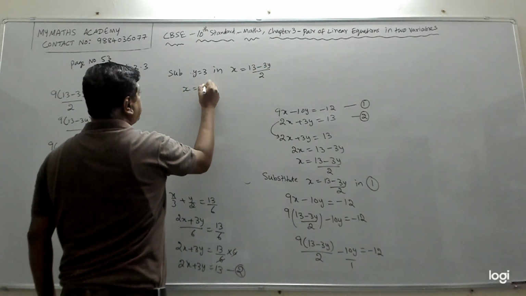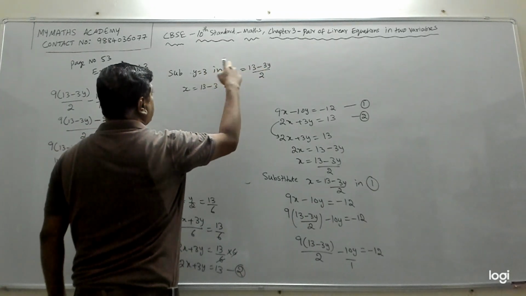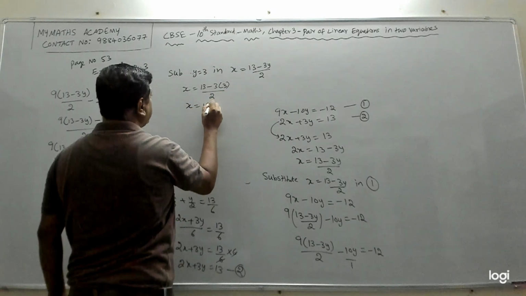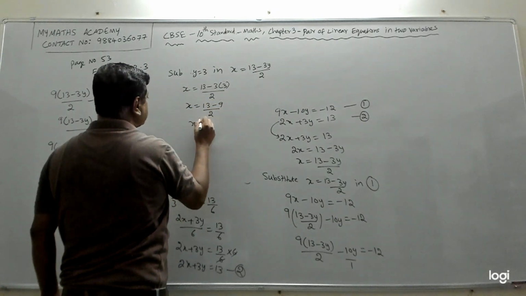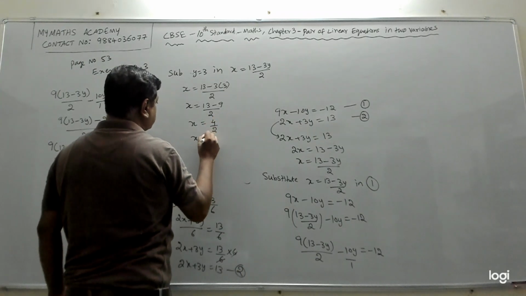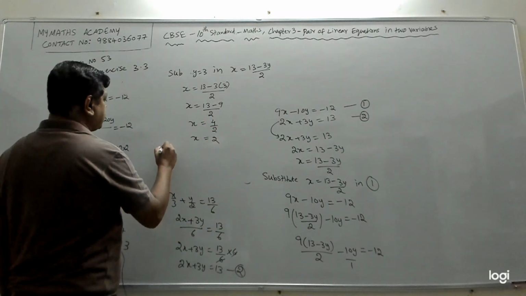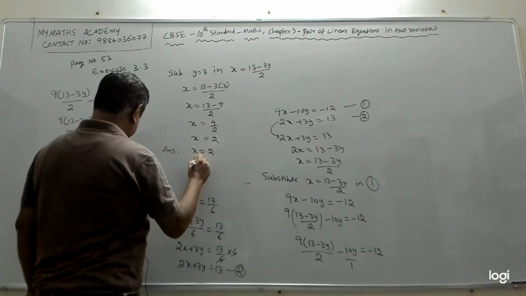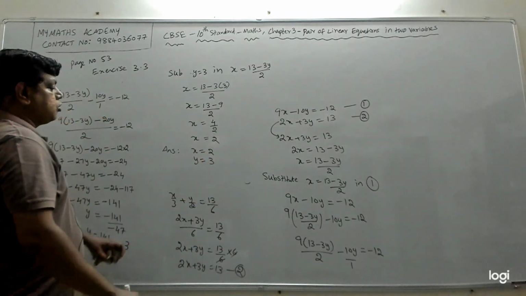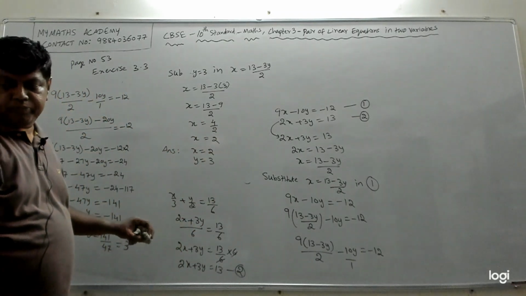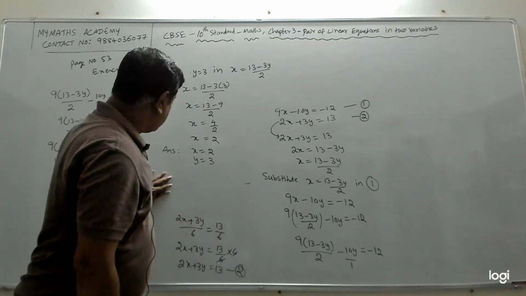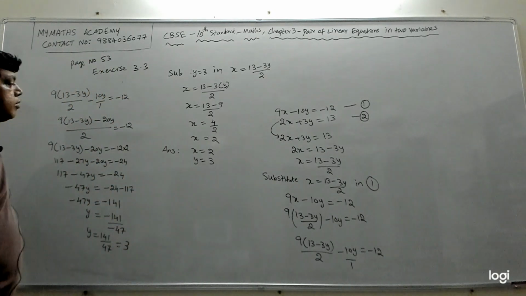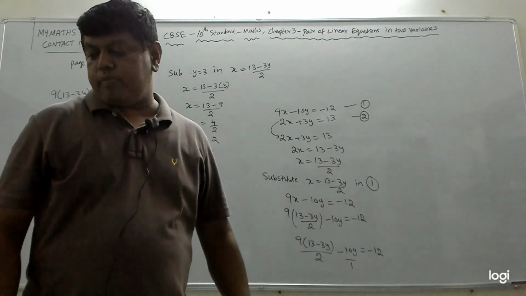So x becomes 13 minus 3y; in the place of y, I'll put 3. So 13 minus 3 into 3 by 2. So x is equal to 13 minus 9 by 2. So x is equal to 4 by 2. So x is 2. So what is the final answer? The final answer is x is equal to 2, y is equal to 3. So this is the solution for the equation when we have solved this using the substitution method. So clear? This is the answer for this problem.